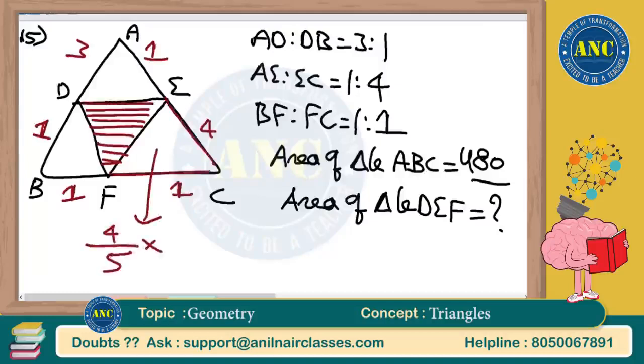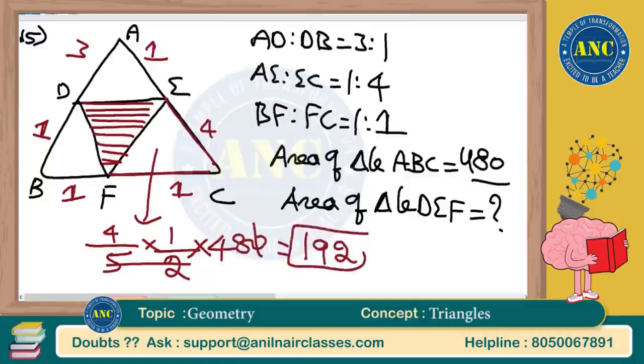This is 1 part out of 1 plus 1, 2. 1 by 2 into 480. 10, 48 are 480, 4 are 192. This area is 192.